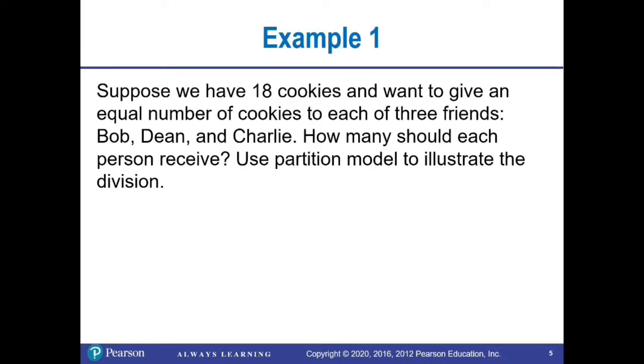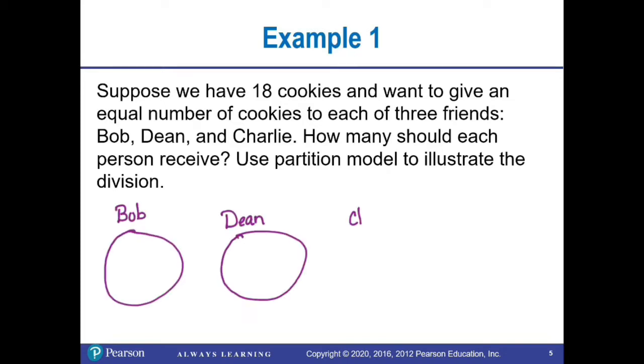I'm going to start by drawing 3 different subsets, a group for Bob, a group for Dean, and a group for Charlie. Now, I want to divide the 18 cookies among these 3 different groups. So I'm going to start by counting 1, 2, and 3. So notice I gave 1 cookie to Bob, 1 to Dean, and 1 to Charlie. I'm going to keep counting.